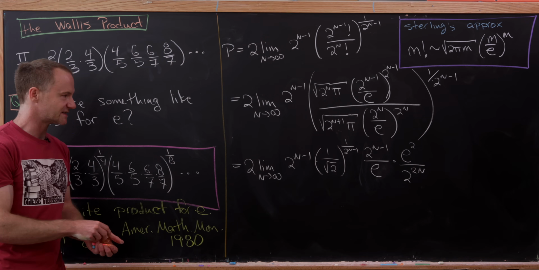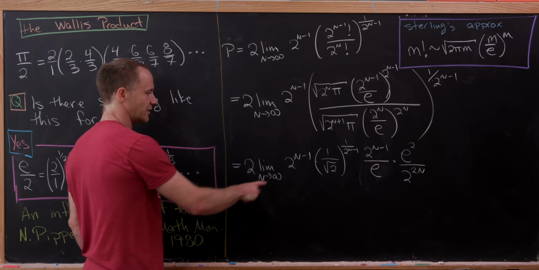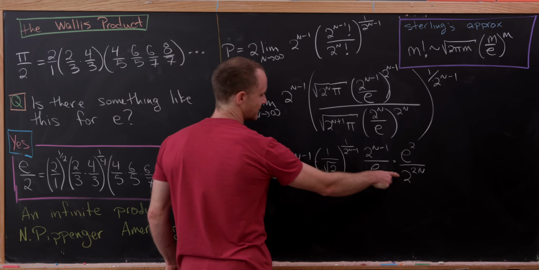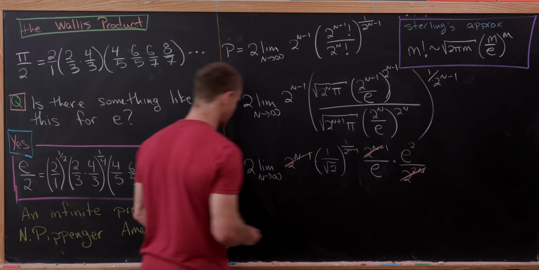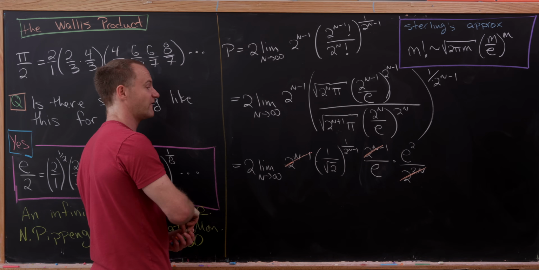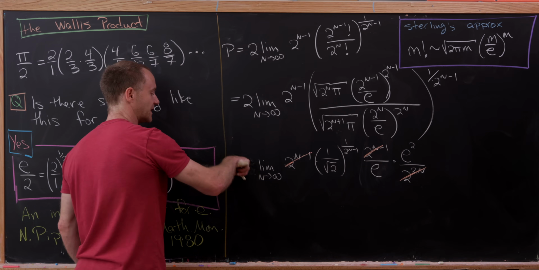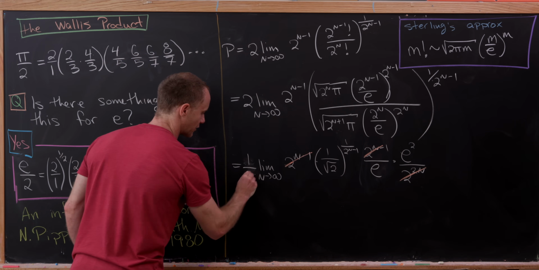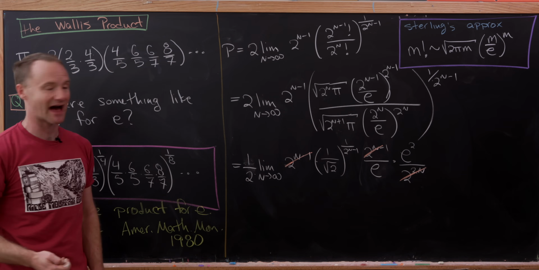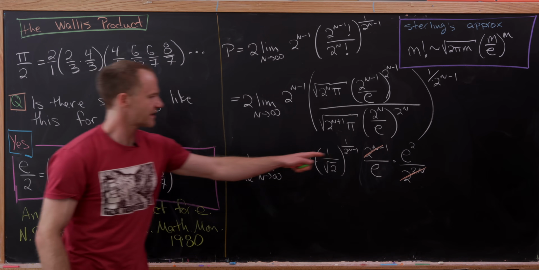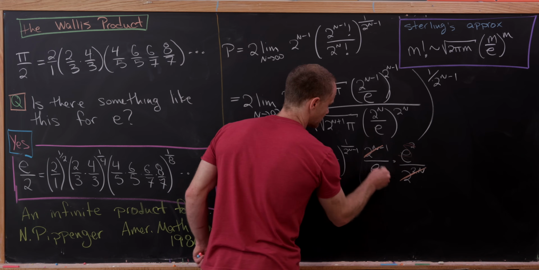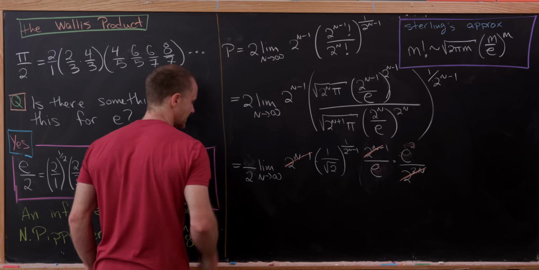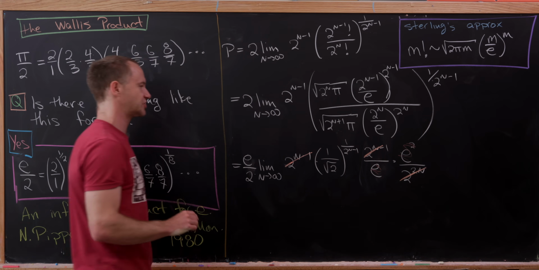Okay, so now let's see what simplifies. Notice we've got 2^n minus 1, 2^n minus 1, and 2^n. So this and this will cancel out to a 4 in the denominator. But canceling out to a 4 in the denominator will cancel this 2 down to a half. And then we're just left with e squared over e. So those will cancel also just to an e in the numerator. So we have e over 2.